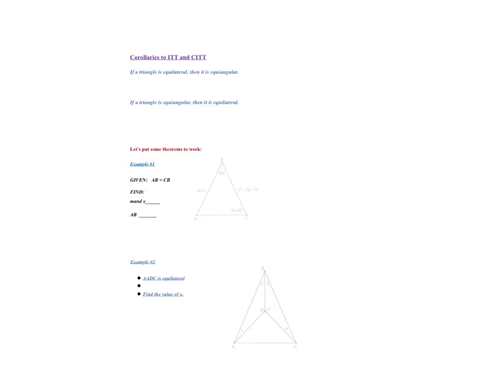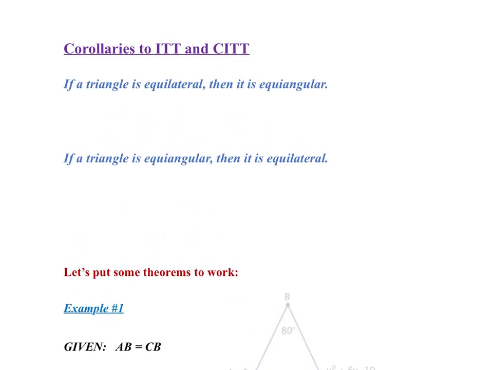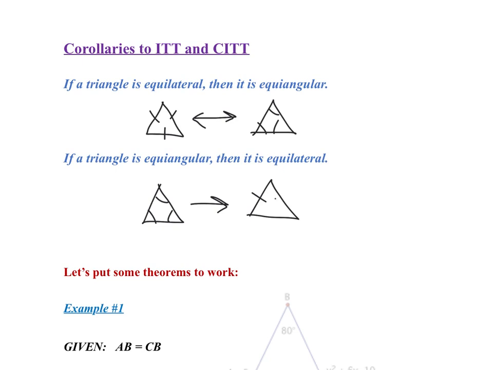The angles are congruent by CPCTC. Okay, so corollaries to the isosceles triangle theorem and its converse. If a triangle is equilateral, so if I have a triangle who has three congruent sides, then it's always going to be equiangular. And I could actually draw my double arrow because it goes both ways. And so here it shows the opposite way. If a triangle is equiangular, then it is equilateral.